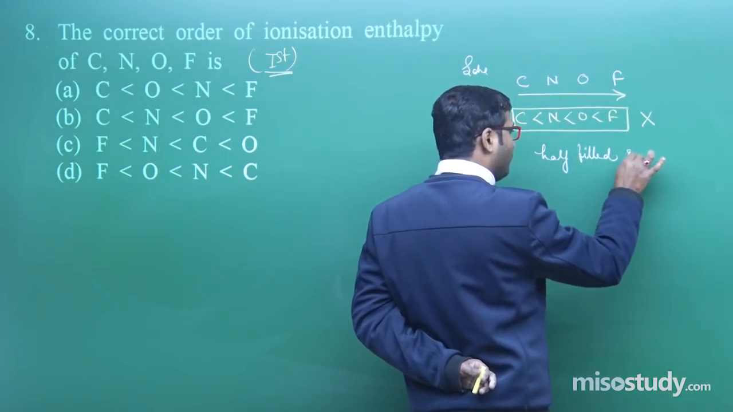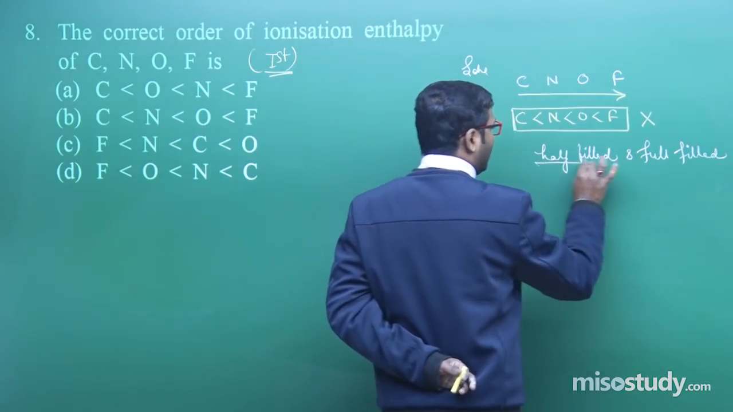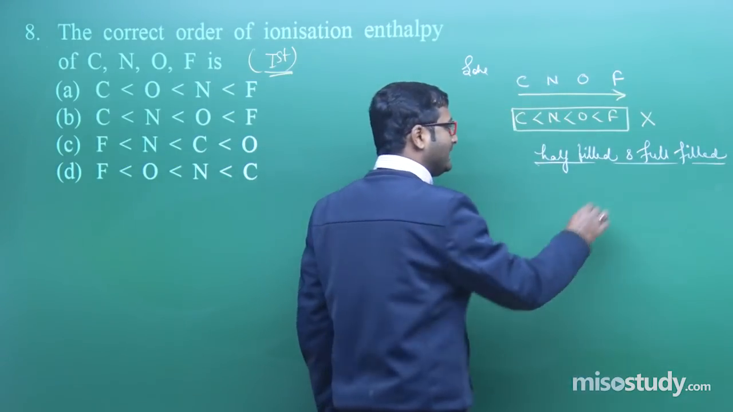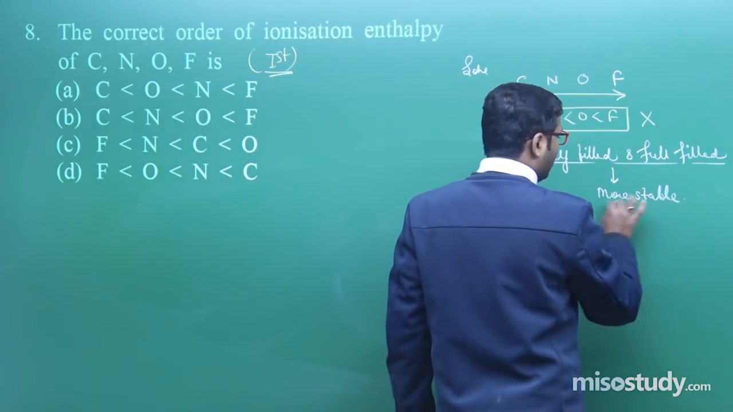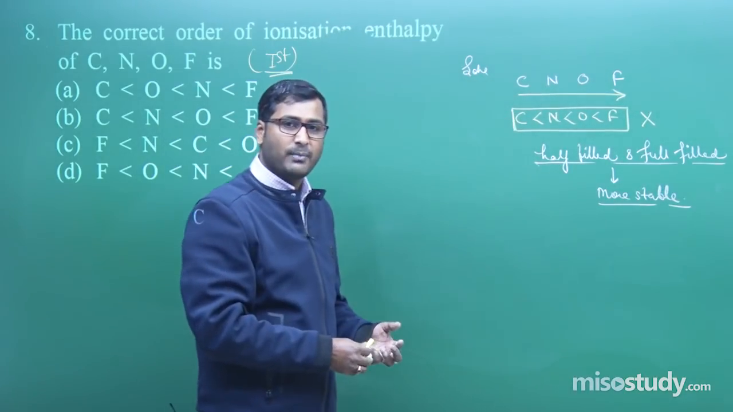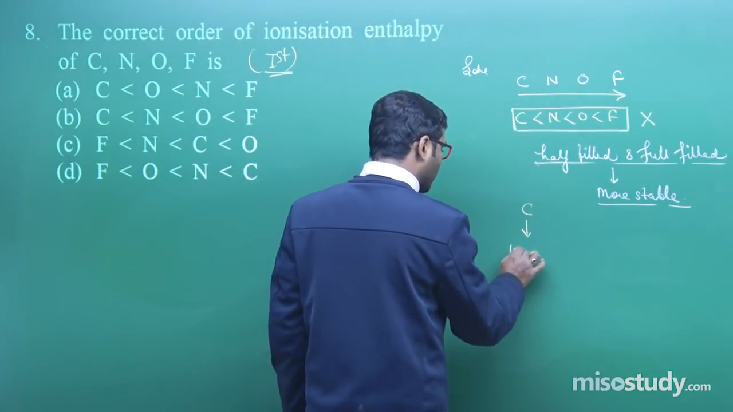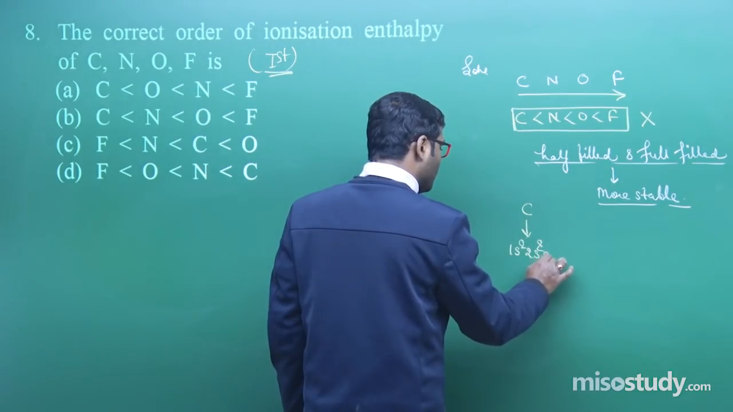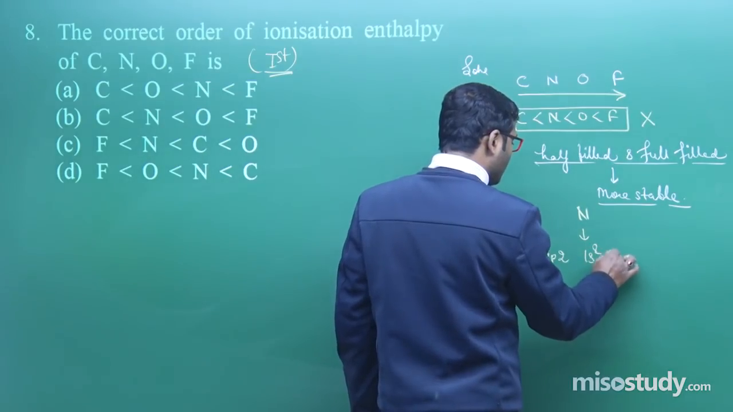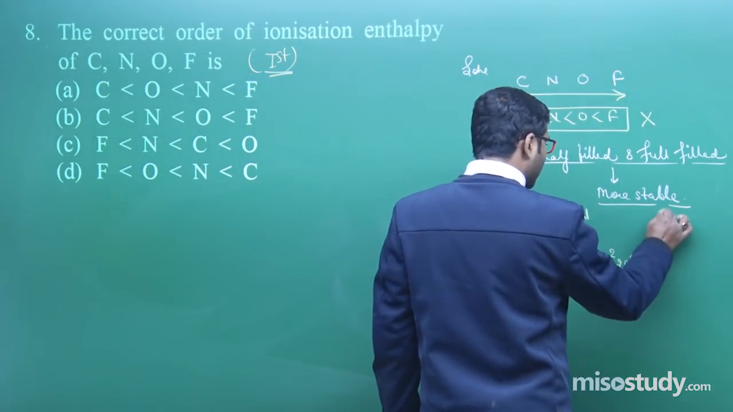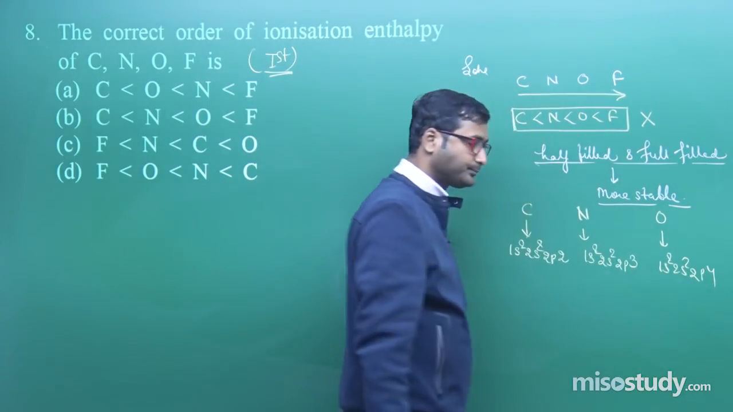Half-filled and full-filled subcell concept. If the element has a half-filled subcell or full-filled subcell, then it is more stable than the partially filled subcell. So if I take the electronic configuration, carbon has electronic configuration 1s2, 2s2, 2p2, and nitrogen has electronic configuration 1s2, 2s2, 2p3. Oxygen has electronic configuration 1s2, 2s2, and 2p4.